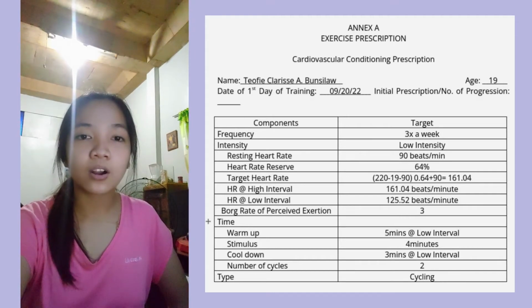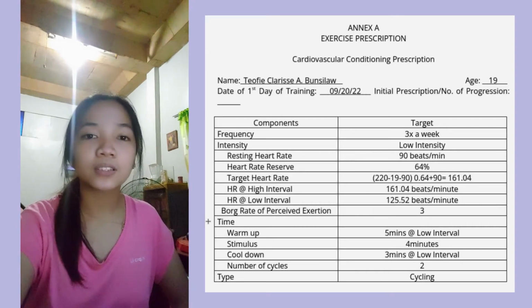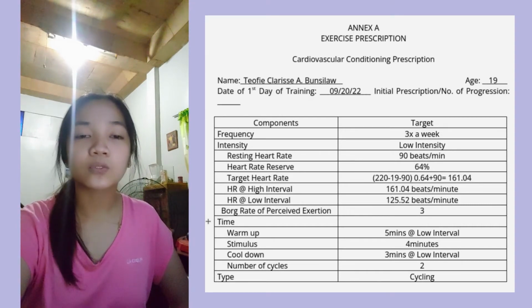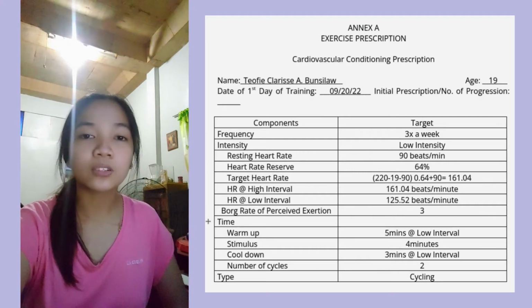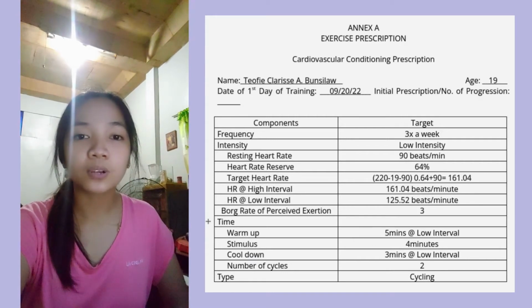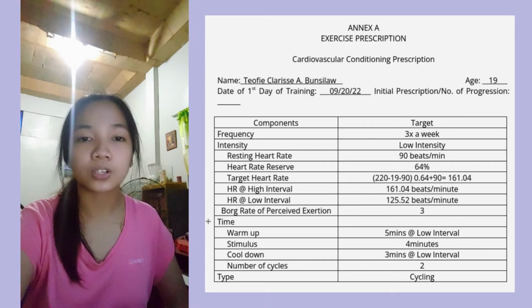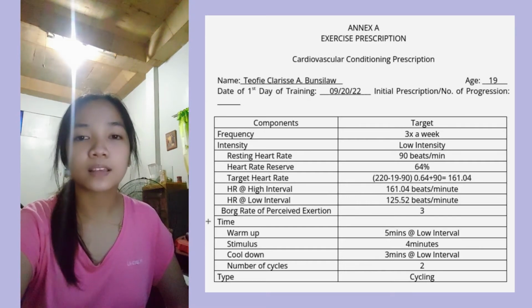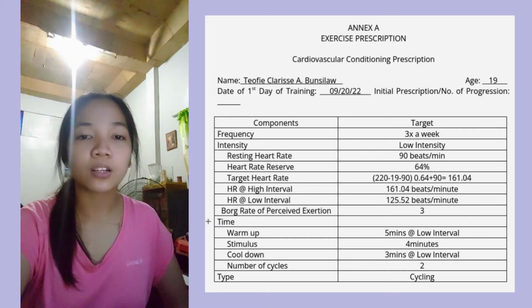First is the resting heart rate. To get the target heart rate, it is necessary to get your resting heart rate first before doing the exercise. For my resting heart rate, I got 90 beats per minute. Next is the heart rate reserve. I used the formula provided by our teacher and I got 64%. There's already a given formula to get the target heart rate.